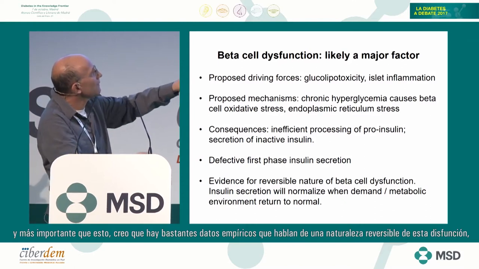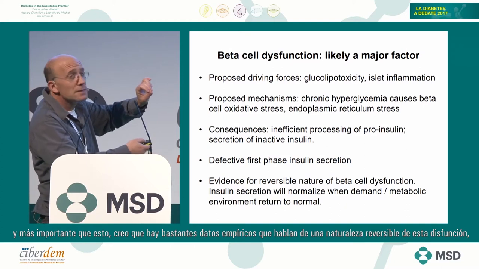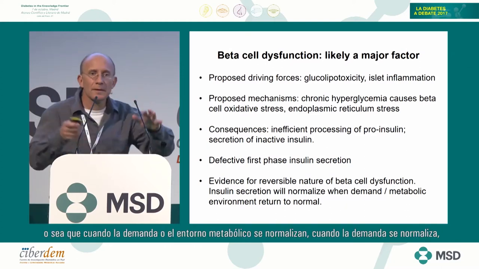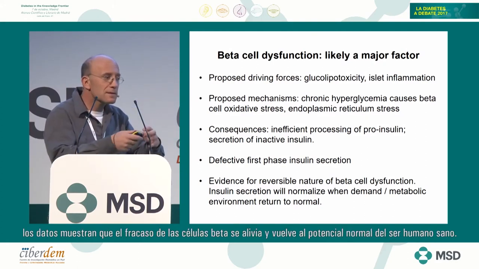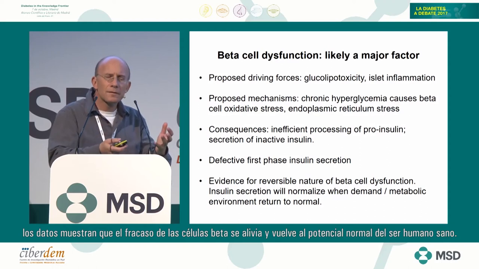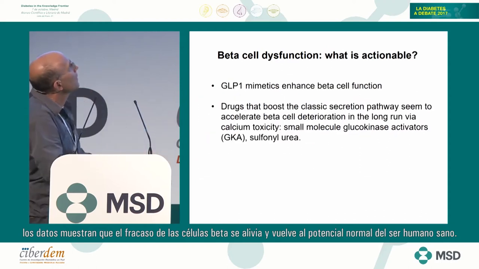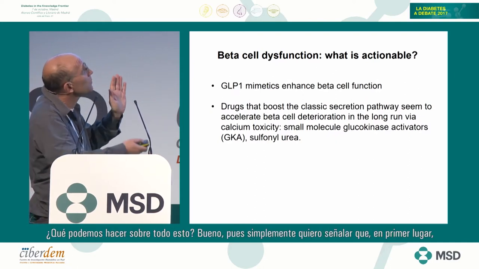And most importantly, I think there is extensive evidence for a reversible nature of this dysfunction. So when demand or metabolic environment are normalized, most evidence suggests that beta cell failure is relieved and it goes back to normal, to the normal potential of that individual. What can we do about that? What is actionable? Again, I have only two points to make.